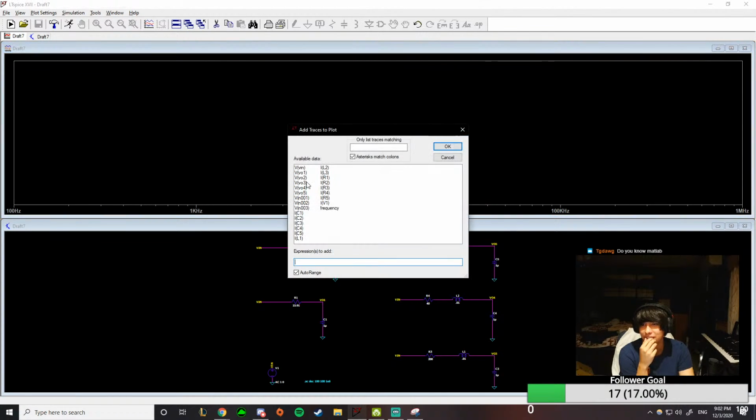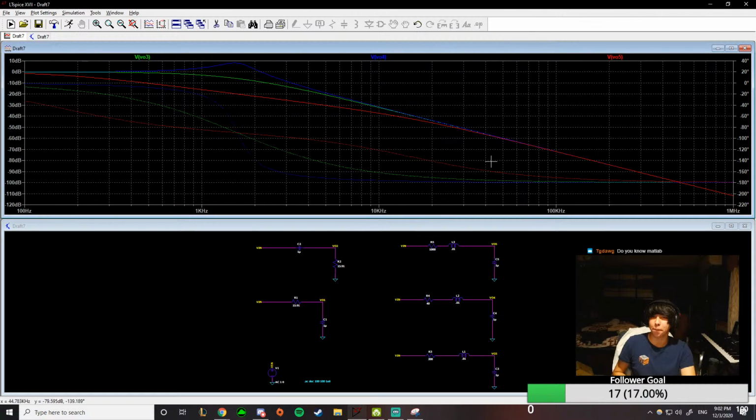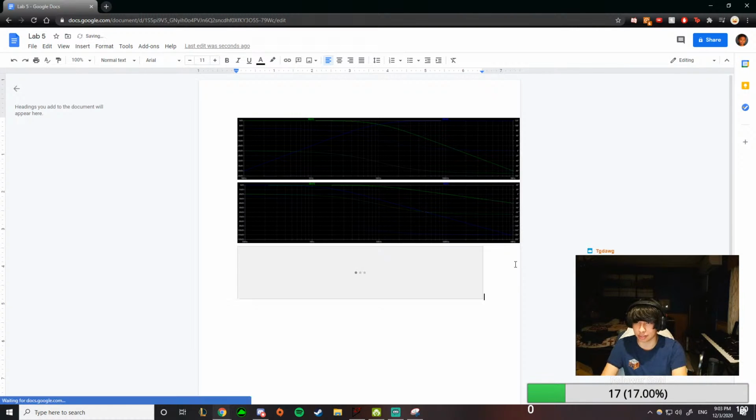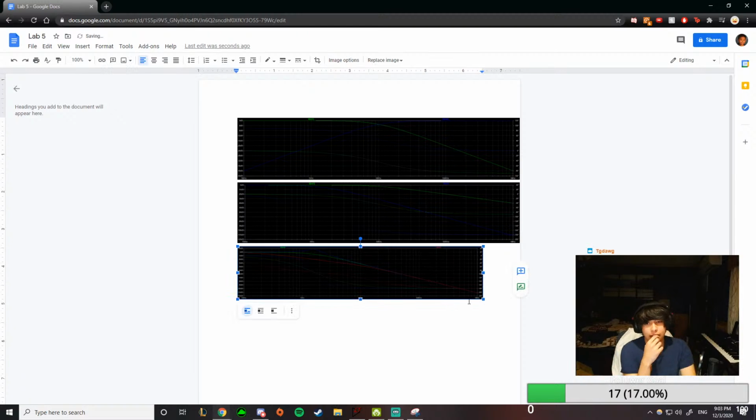Add traces, V3. Oh shit. Okay. Boom. Tools, copy bitmap to clipboard, and paste. Resize.